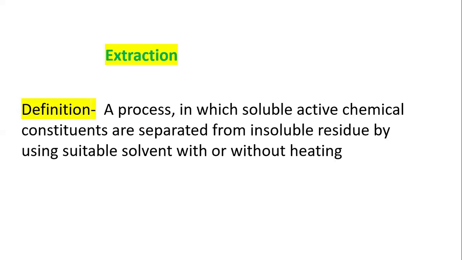Extraction is nothing but a process in which the soluble active chemical components are separated from the insoluble residue by using a solvent, with or without heating. So in the extraction process, there are loose materials like flower, root, bark, stem, seed, whatever it may be. These contain the plant parts, and in that plant part, active chemical components are present. So we require the active chemical component.